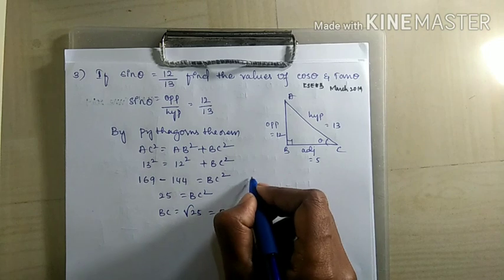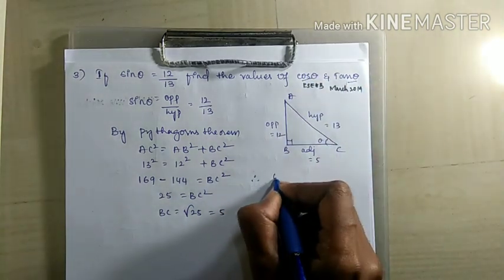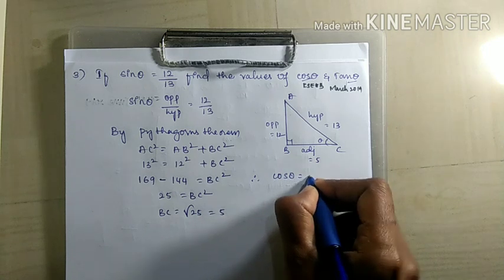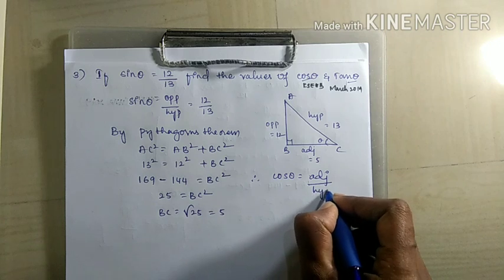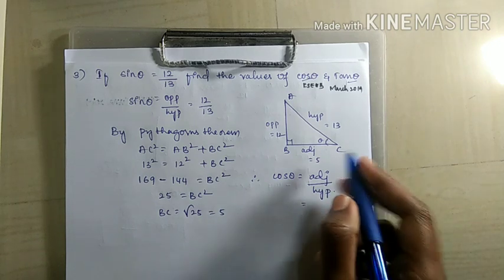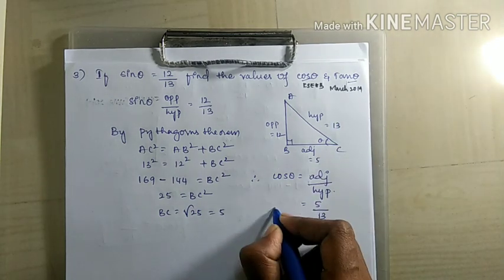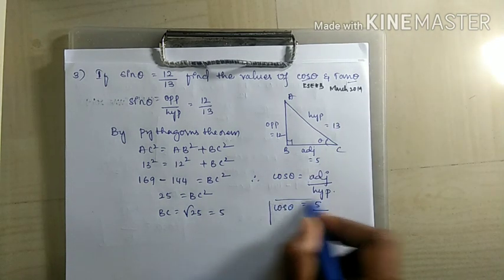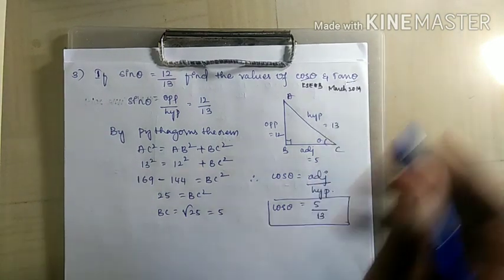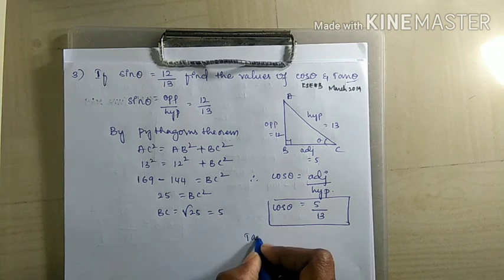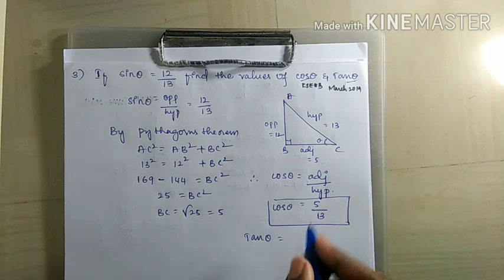So therefore we need to find out cos theta and tan theta. So cos theta is nothing but adjacent side by hypotenuse. So the adjacent side is 5 and hypotenuse is 13. So cos theta is 5 by 13. And tan theta. Tan theta equals opposite by adjacent.